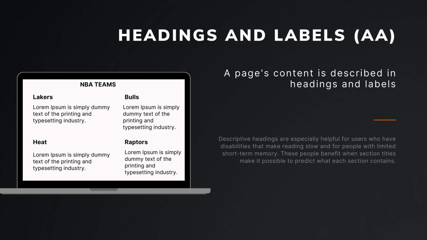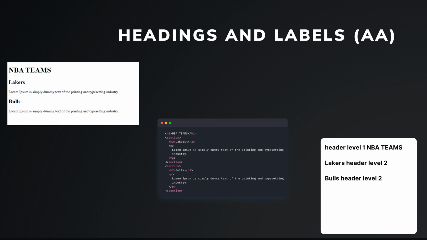Every part of a website should have a good heading or label. This is like a title for a section or a part of the page. For AA level, these titles are very important. They tell us what each part of the page is about. For those who use screen readers, headings are even more helpful. When you press H, the screen reader will list all the titles. It will say heading level 1 NBA teams, Lakers, Bulls, and so on.